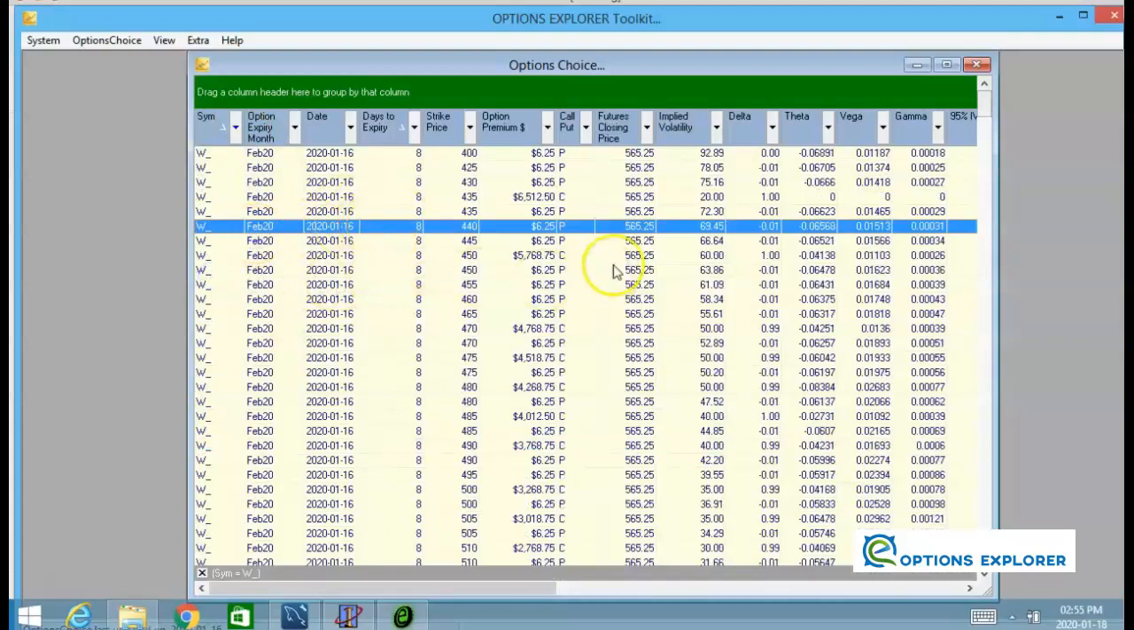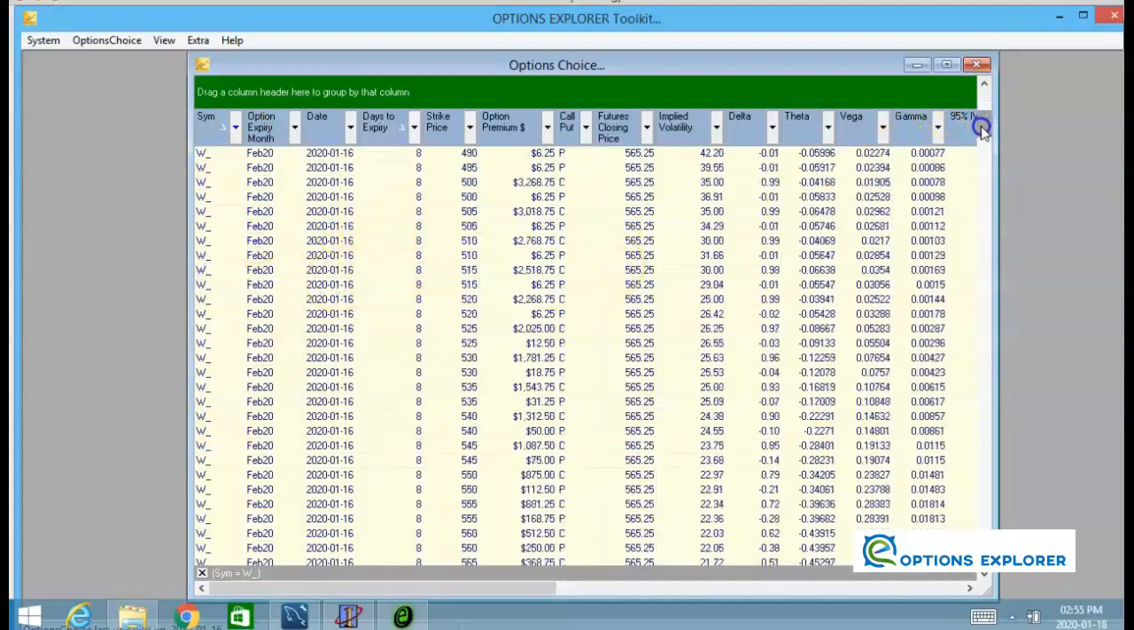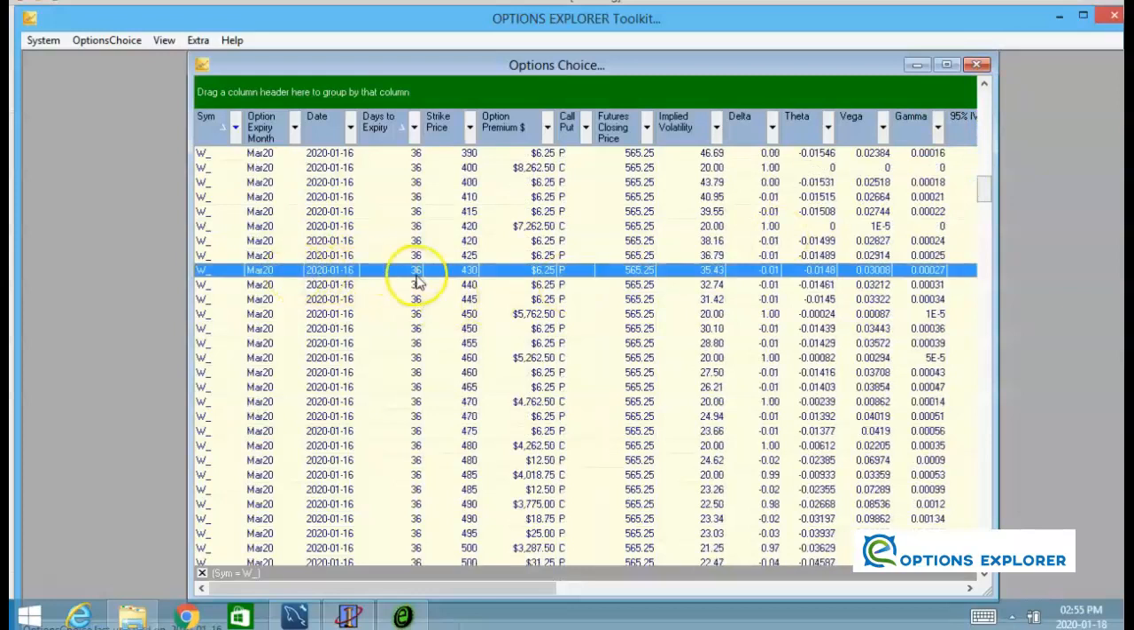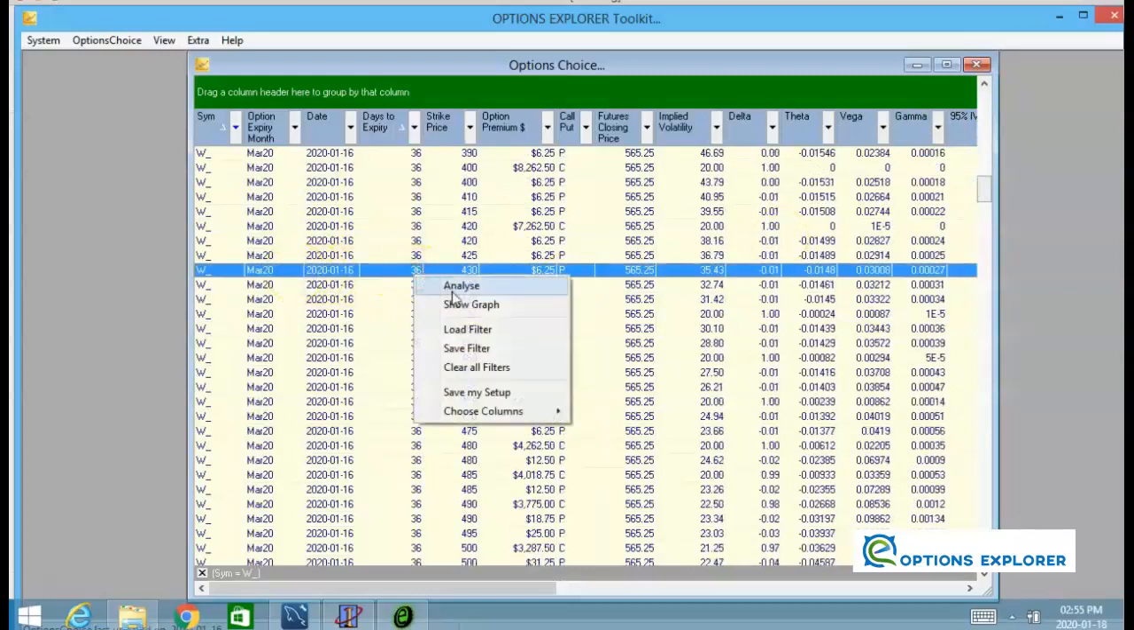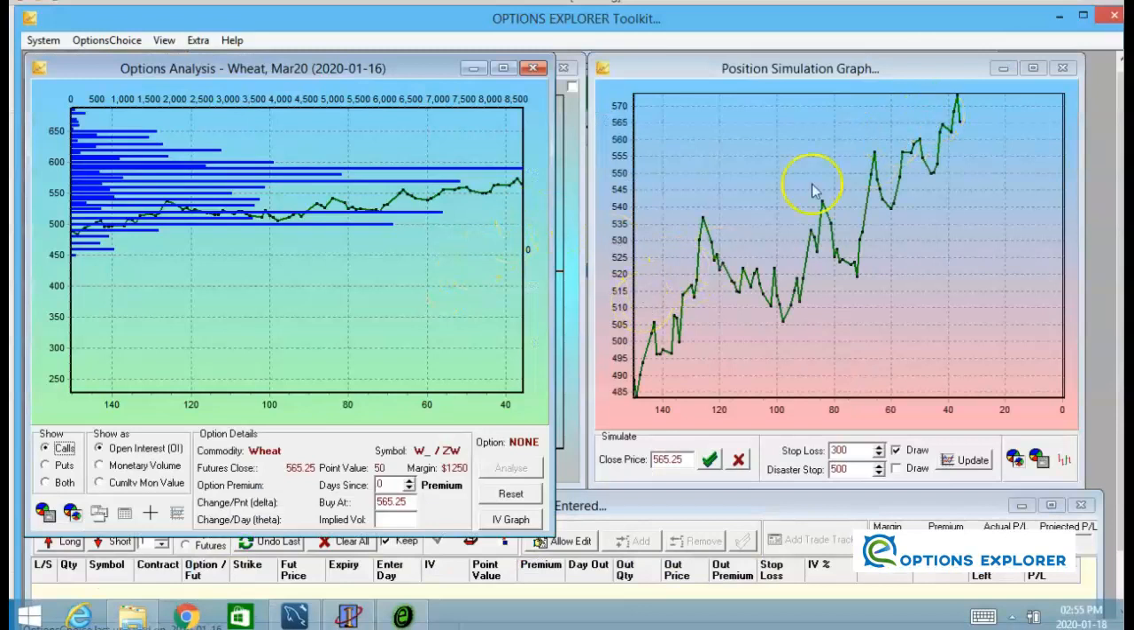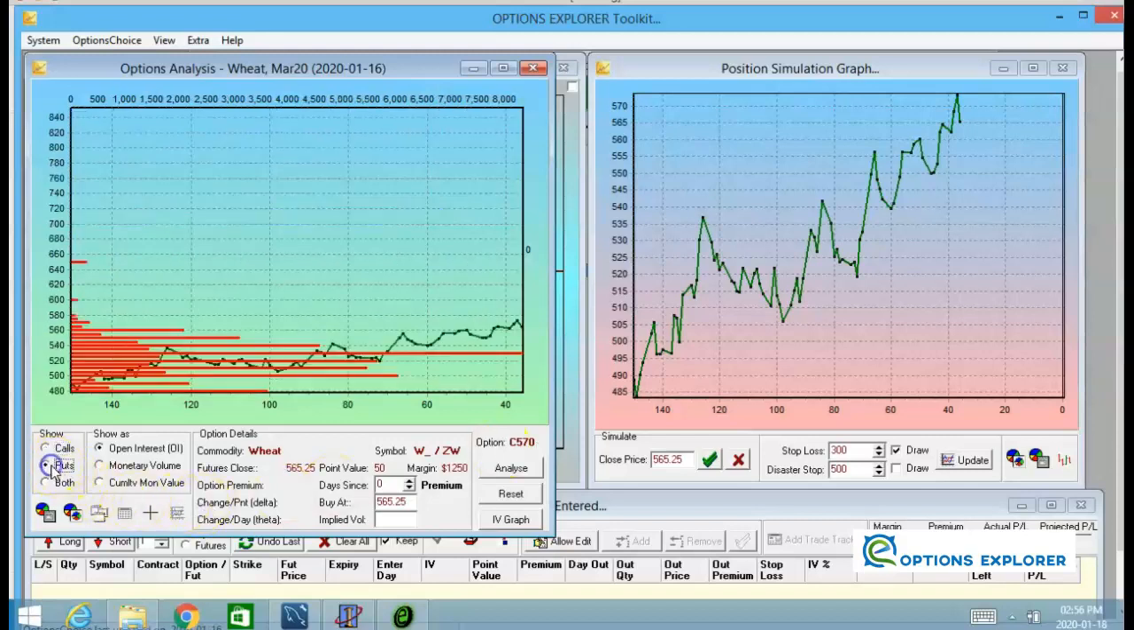Yes, February wheat, 8 days. Let's search for a contract with slightly longer time to expiry. Here's the March contract, 36 days to expiry. So let's analyze this option. Do not worry about the market, the direction it's going. We're just using this as an example. Let's say that you are interested in a strike price of 570. Let's say that for some reason you want to buy a put option at a strike price of 570. You want a 570 strike put option, but you want to achieve that without actually buying the put option. It sounds funny, so let me just show you.